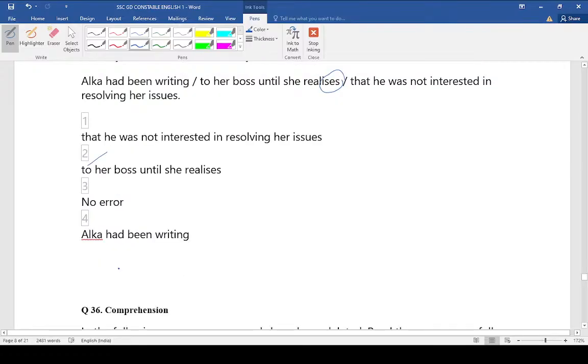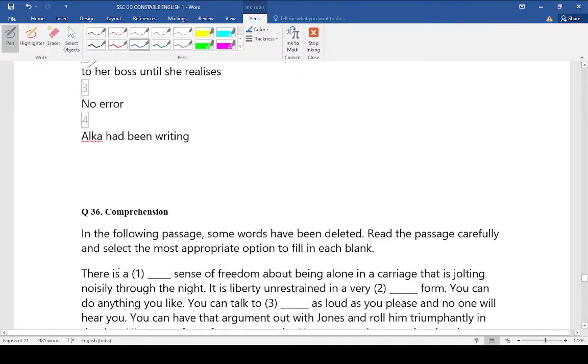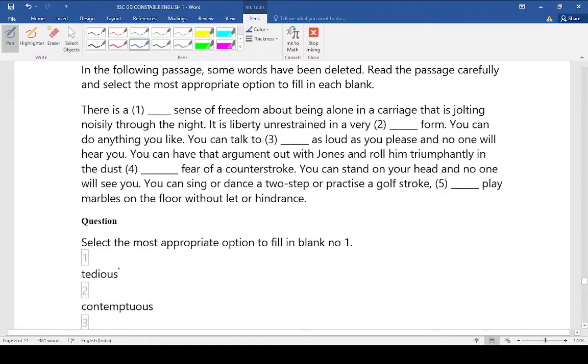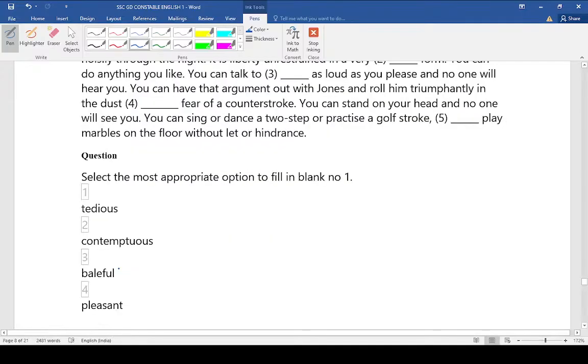So we will go for the next question. Comprehension. I am not going to read the full comprehension. There is a dash sense of freedom about being alone in a carriage that is jolting noisily throughout the night. Select the most appropriate option to fill in the blank number 1. So here, what will be the correct answer? Let's find out.